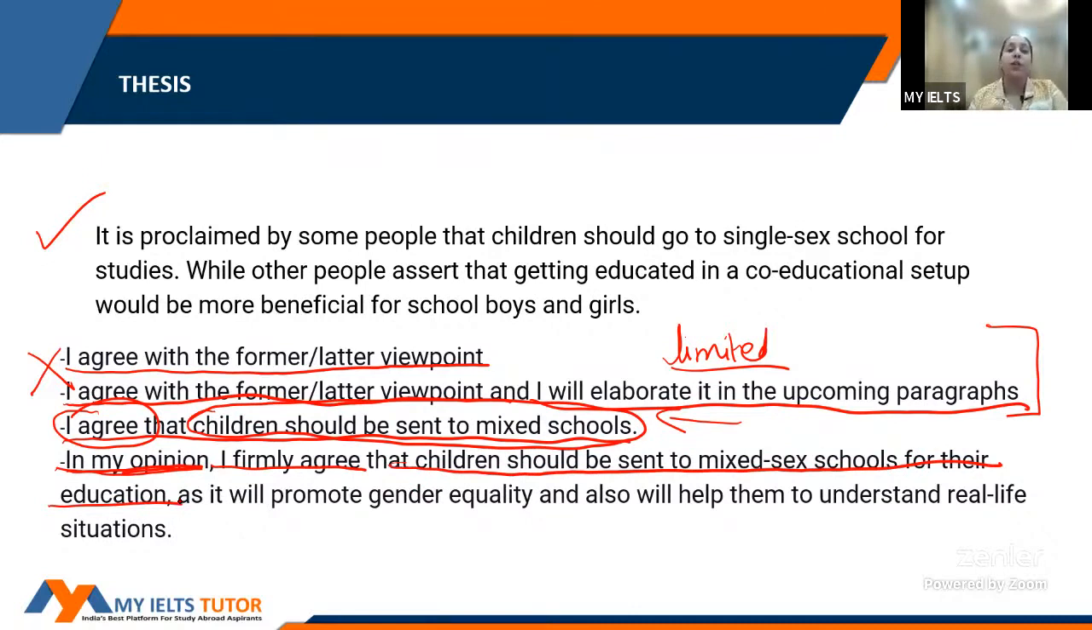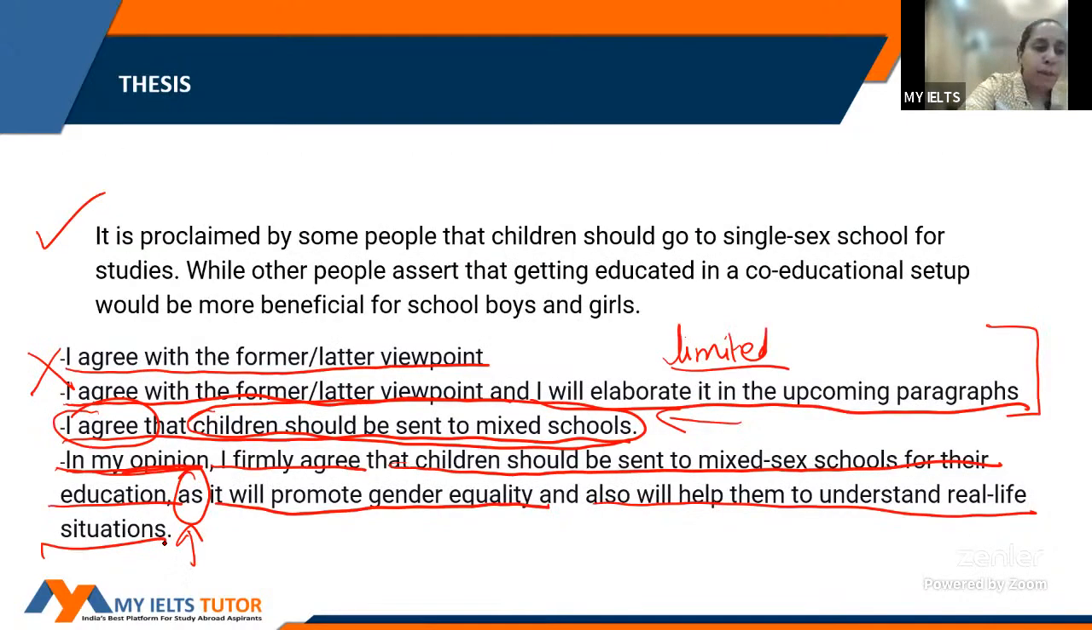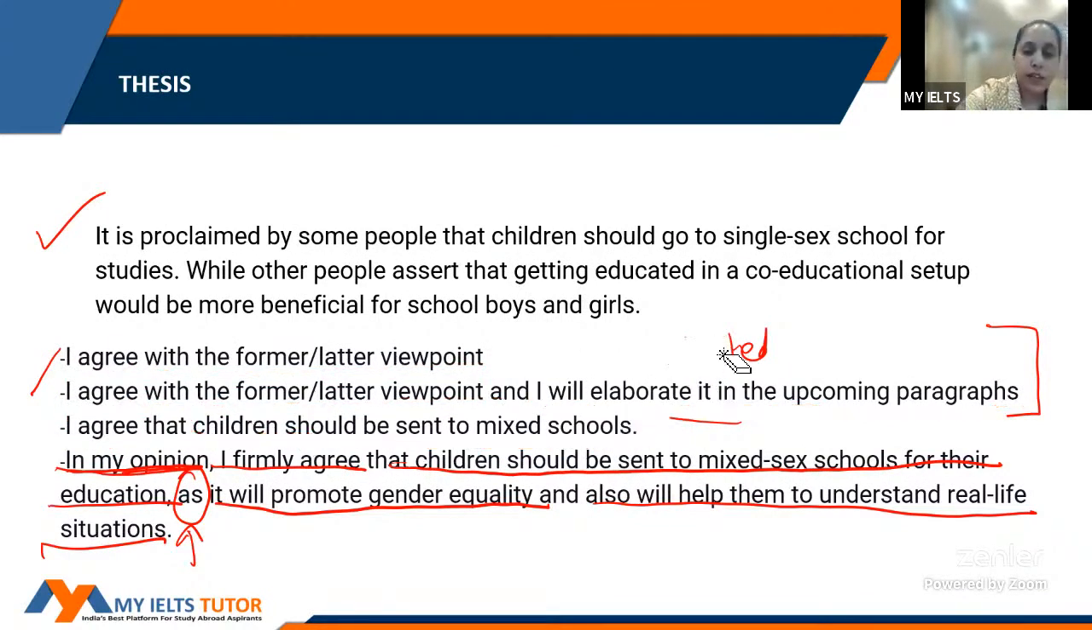I'm rewriting the question in my own words, referring back to the question. Then comes my reason why I'm agreeing: as it will promote gender equality. "As" is again indicating language that tells that I'm going to talk about why I agree. As it will promote gender equality and also will help them to understand real life situations. So children will understand real life situations, and gender equality will be promoted. These are the two points which I will be adding in the upcoming paragraphs as well. So this will be my complete introduction.